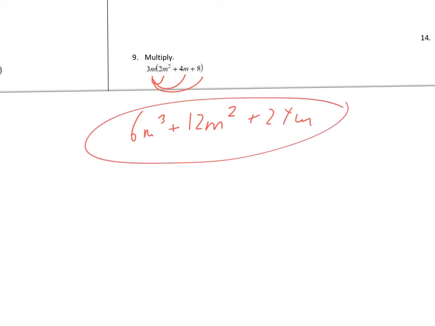All right, next up here, this one is multiply. I'm going to go ahead and distribute. You could use a 3 by 1 box, but I'm just going to distribute, so you get 6m to the third. So I multiply the big numbers and add the exponents, and then you get 12m to the second, and then 24m. So just multiply everything. But that means for exponents, add the exponents.